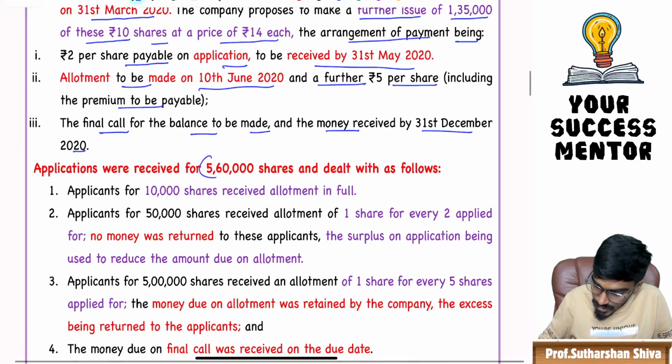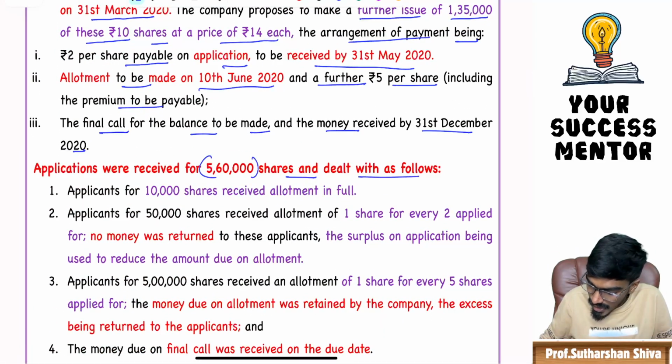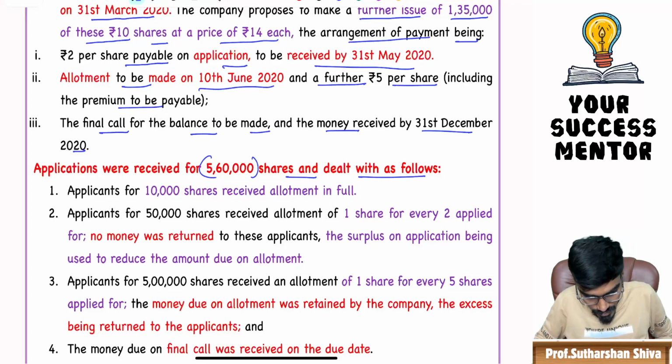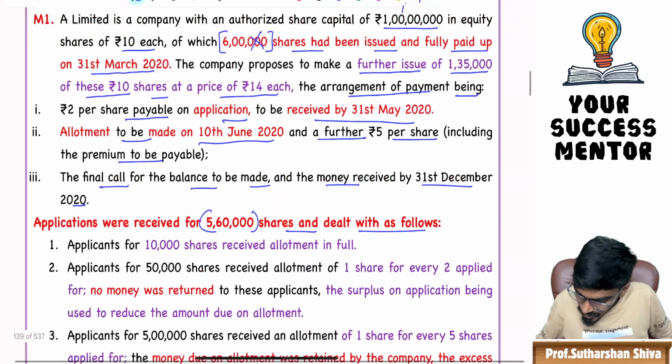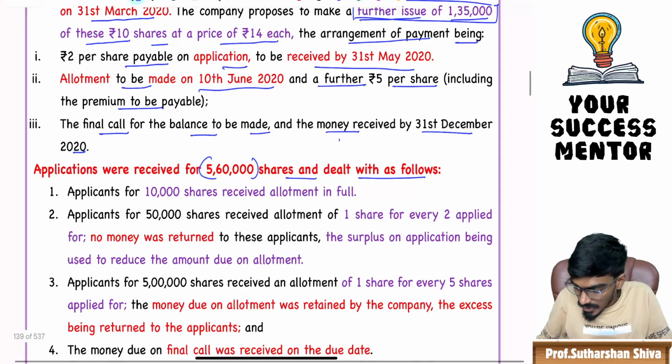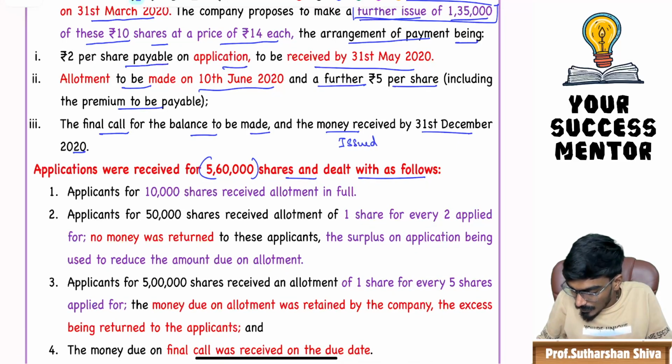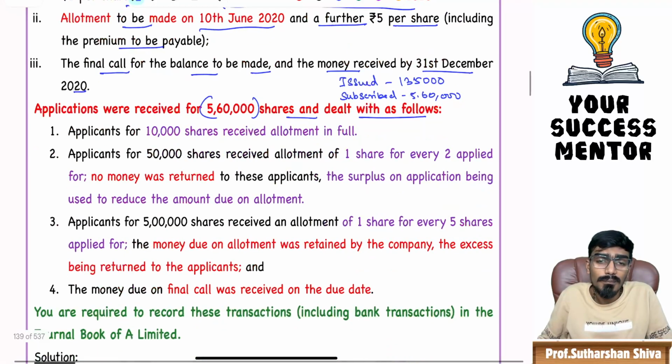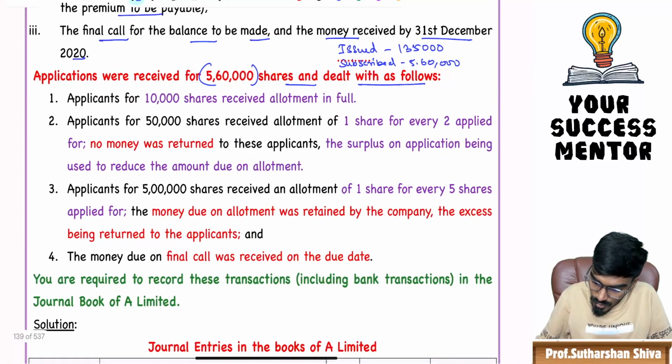They said applications were received for 5,60,000 shares and dealt with as follows. Are you able to understand this part? Actually, we are just worried about this further issue of 1 lakh 35,000 shares. How much people have applied for is 5,60,000. Now we need to do a proportionate allotment in different scenarios.